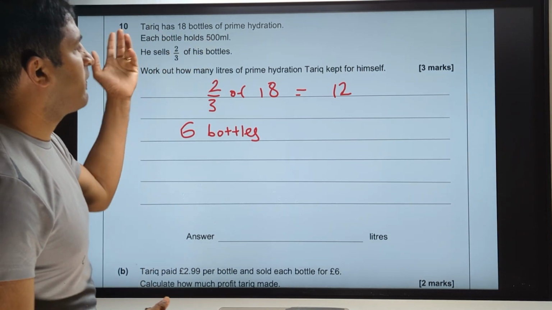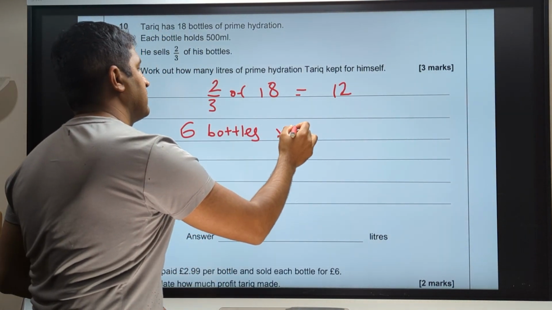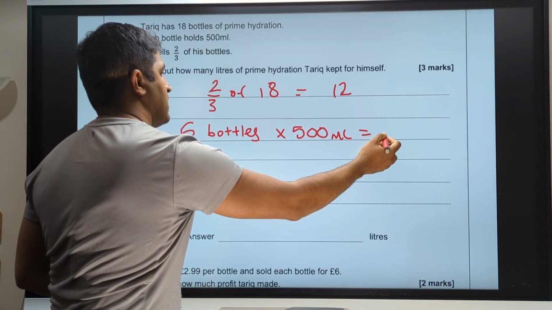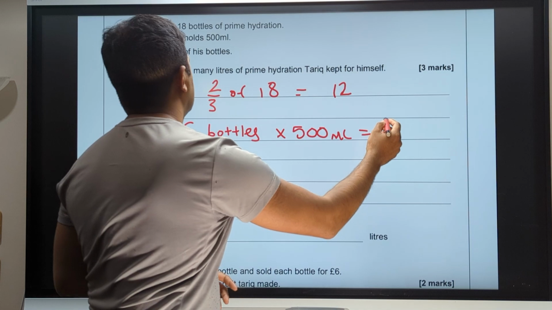And each bottle has 500 ml. So you're doing 6 times 500 ml. That gives you 3000 ml.